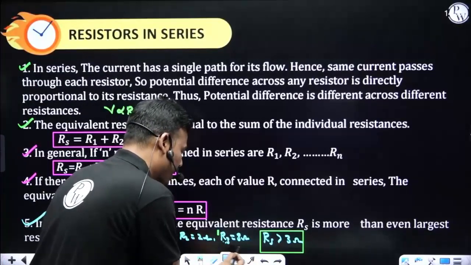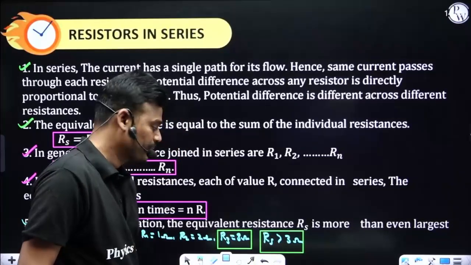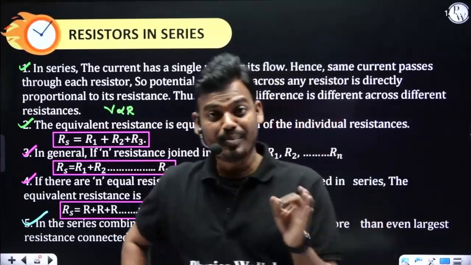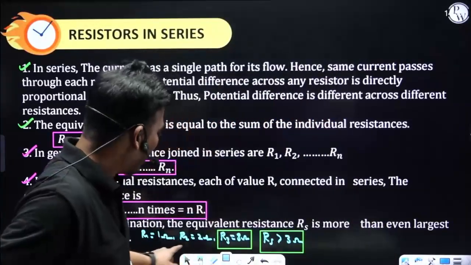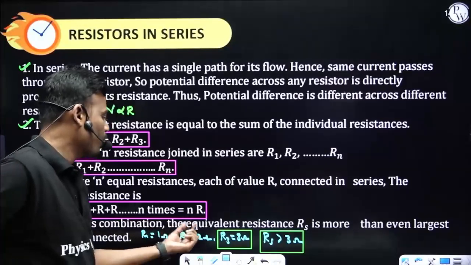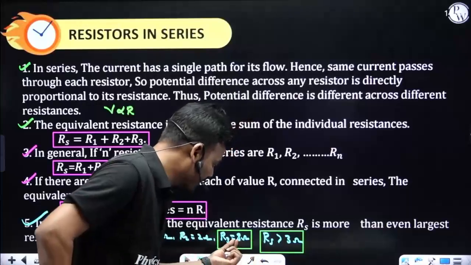Okay, which is the largest resistance? 3 ohm, and equivalent resistance is greater than 3 ohm. How, sir? According to the series combination, what is the total resistance formula? R1 plus R2 plus R3. If we add all these 3 quantities, R1, R2, R3, 1 ohm, 2 ohm and 3 ohm, we get 6 ohm. That is 6 ohm, which is greater than 3 ohm.